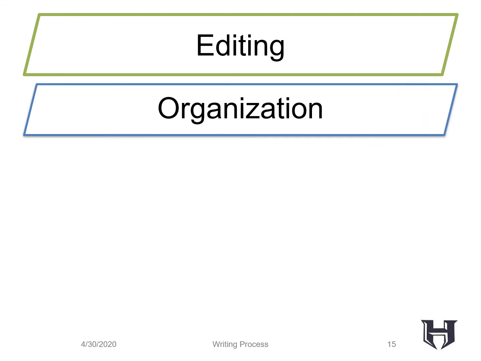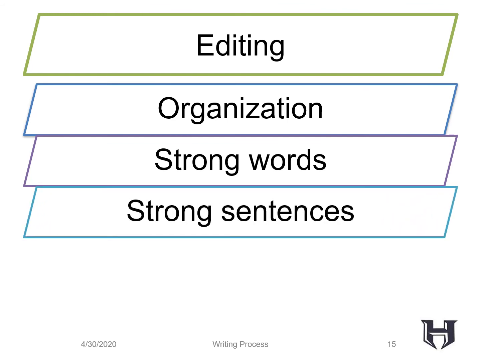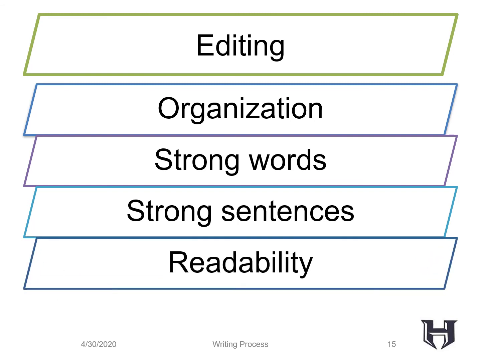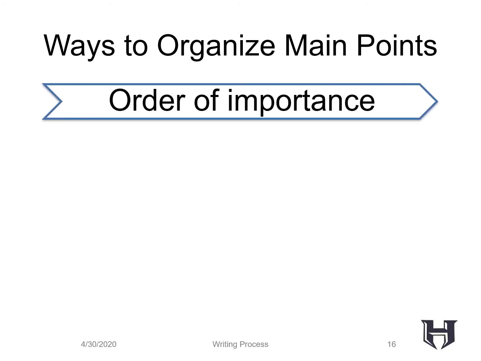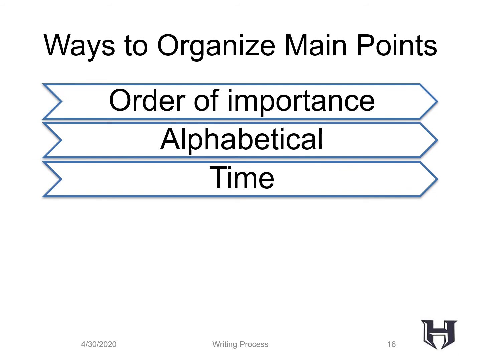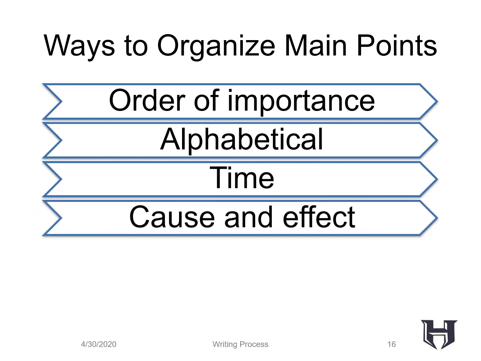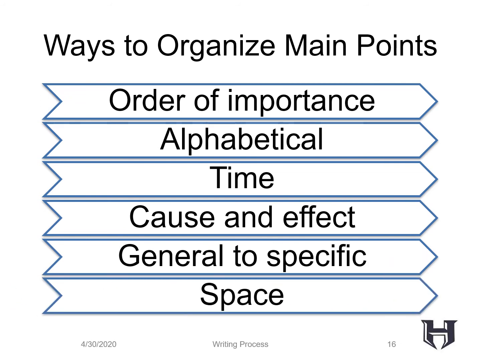Editing, we're going to be thinking about organization. We're going to be thinking about using strong words. We're going to be thinking about using strong sentences. And we're going to be thinking about readability. So let's think about organization. How do we organize them? We can organize them by order of importance. We can organize them alphabetically. We could organize them by time, chronologically. We could organize them by cause and effect. We can organize them from general to specific. You could organize them by space if you were describing something.